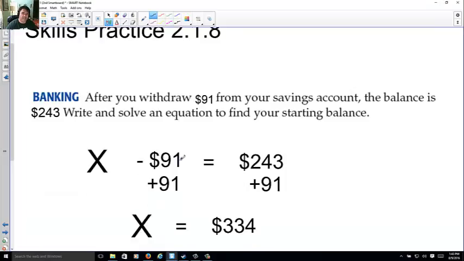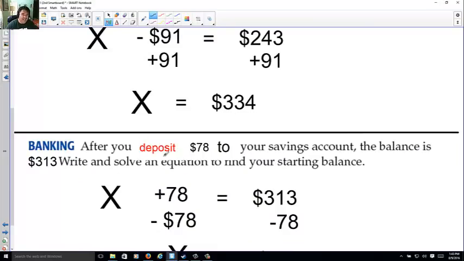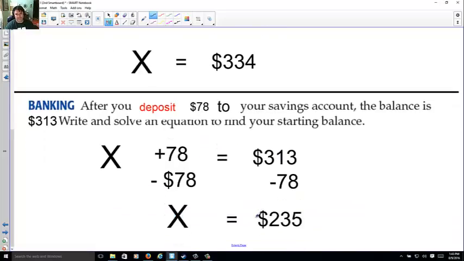First one, something minus 91 equals 243. Add 91 to both sides, 334. The other one, after you deposit 78. Now, I should have told you that, you might have written minus, so go ahead and fix it if you need to. But after you deposit 78, so x plus 78 equals 313, you have to minus 78 to both sides. In other words, before I deposit, I only had 235.